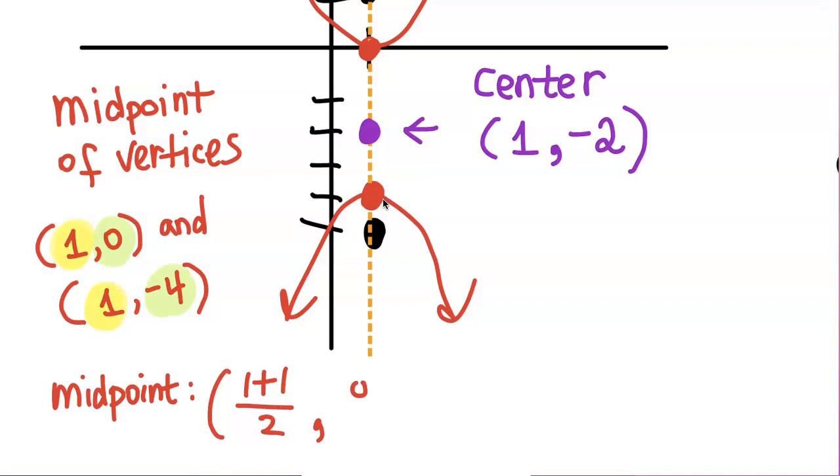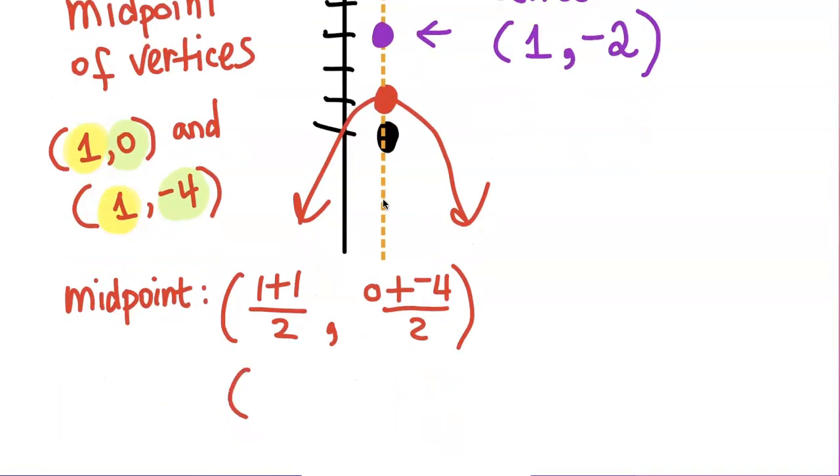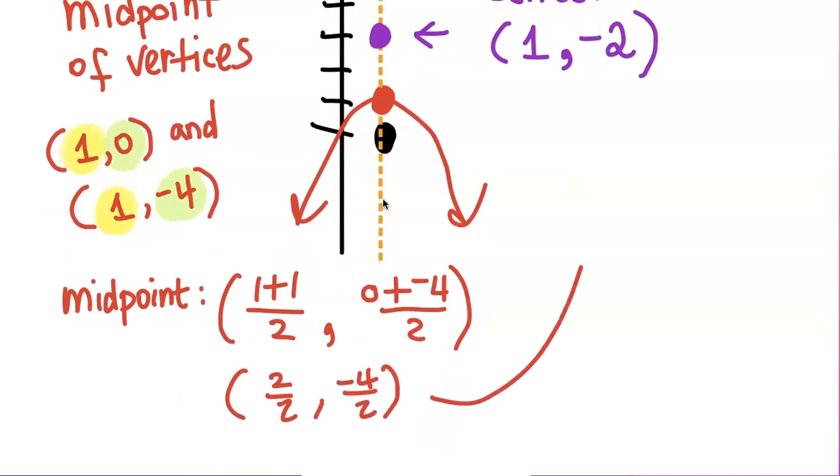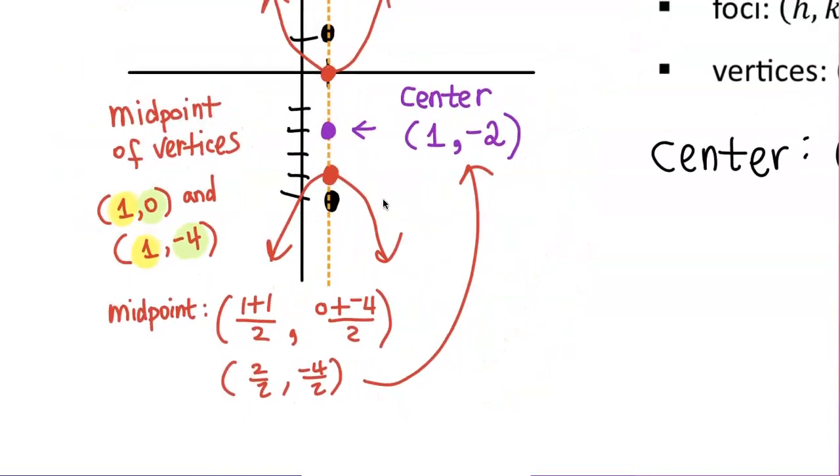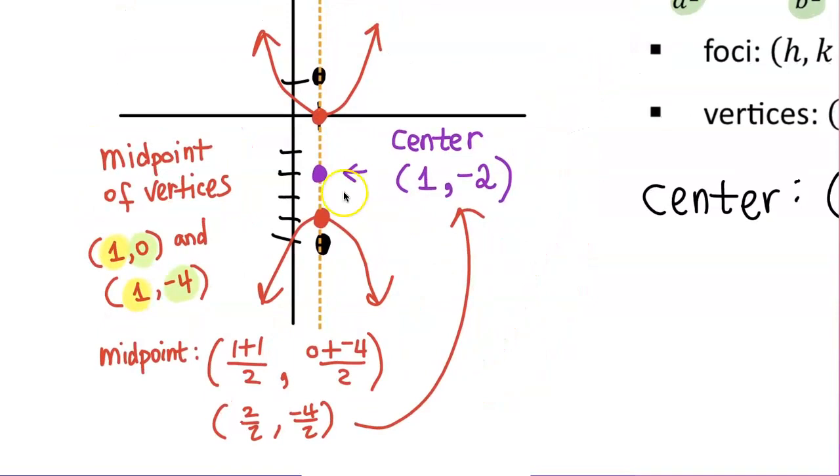So if you do that and divide by 2, you will get 2 over 2, and this one is -4 over 2, and you simplify it, that will give you (1, -2). So you can do it two different ways. I just did mine by graphing it, figuring out what's gotta be in the middle, or you can find the midpoint by adding the x and x coordinates, dividing by 2, and adding the y coordinates and dividing by 2.